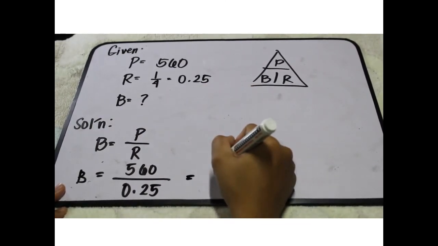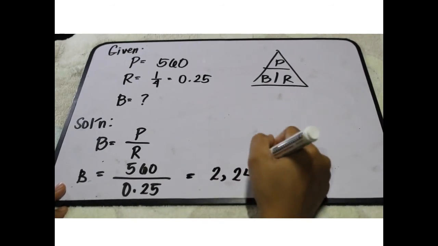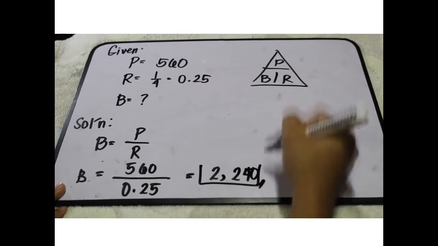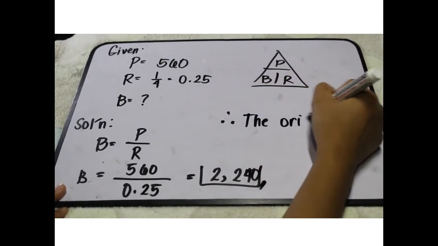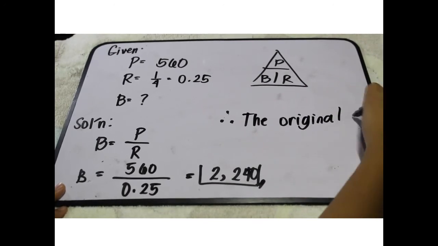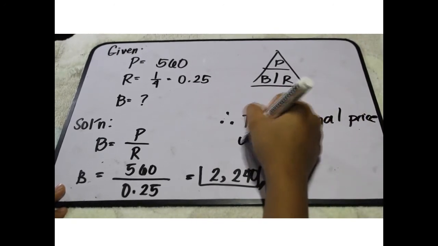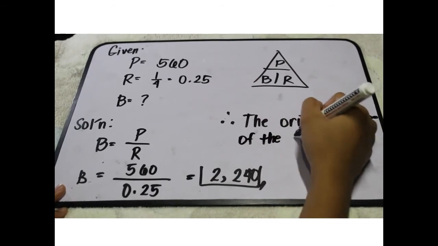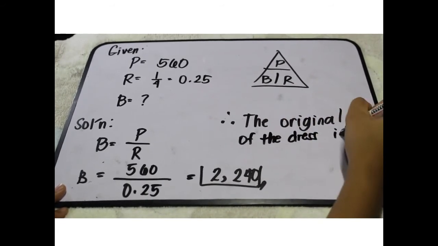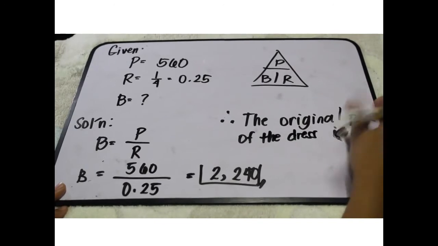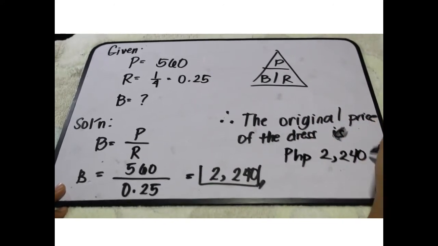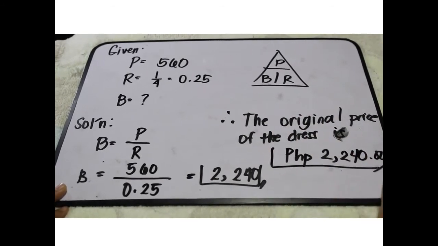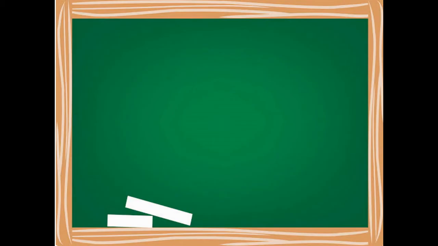Dividing these two, we will get 2,240. Therefore, the original price of the dress is 2,240 pesos. And that will be our final answer.